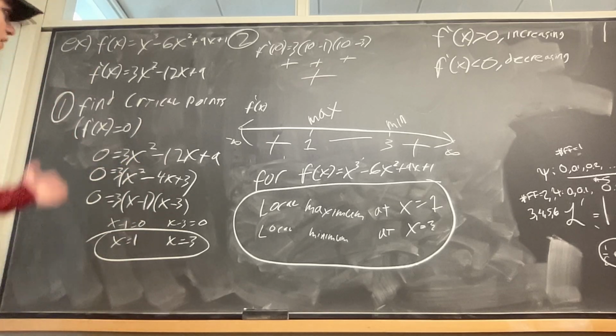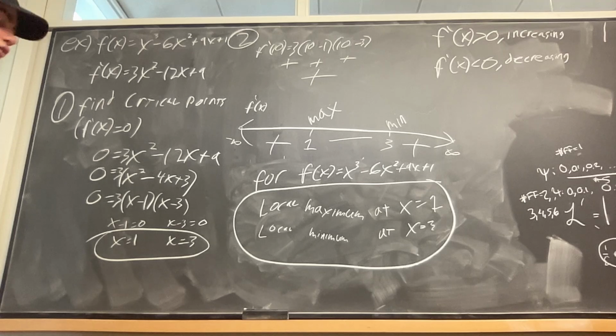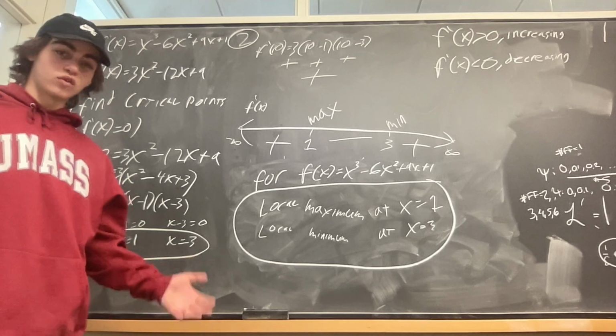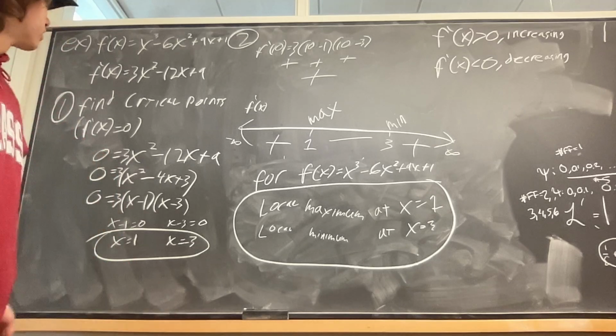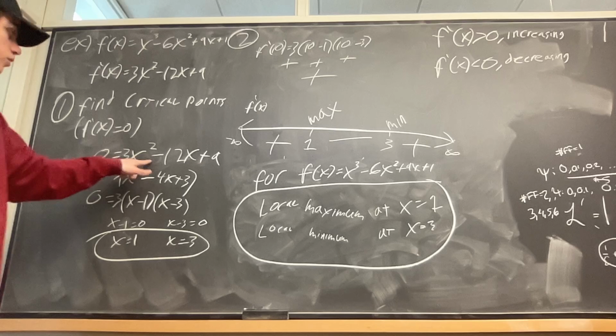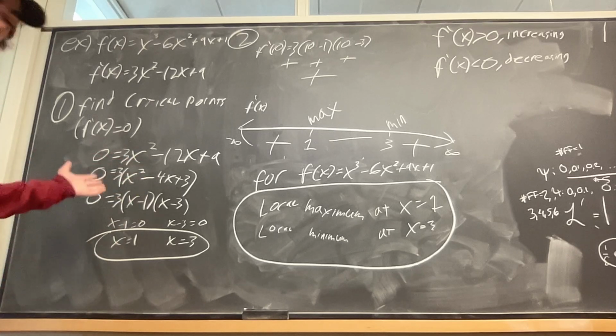Then, in order to find our critical points, which are defined as points where the derivative of a function is equal to 0. So we have the derivative of a function. We know we have to set it to 0. So we set it to 0, and then we solve for x.